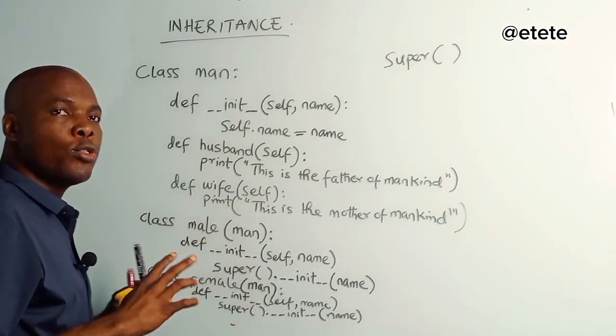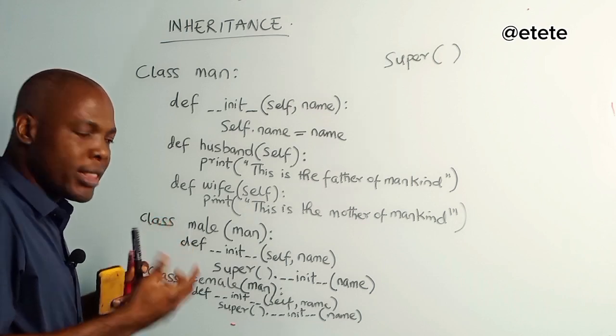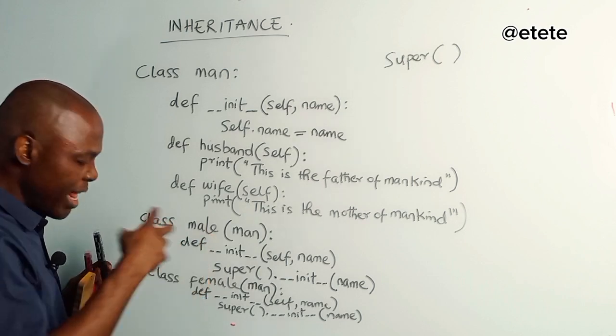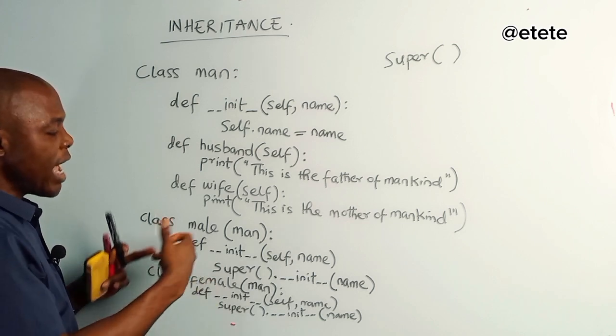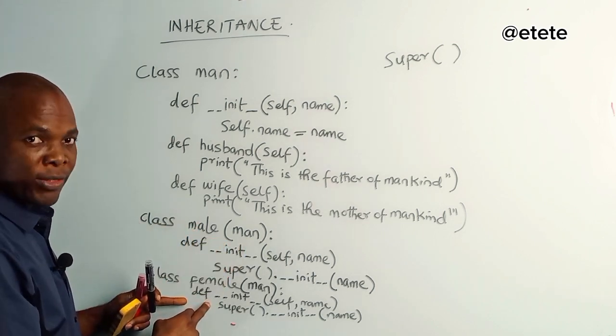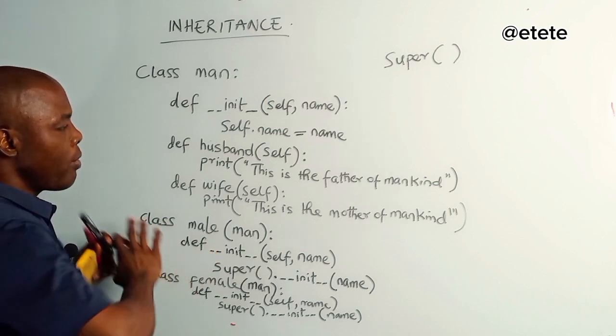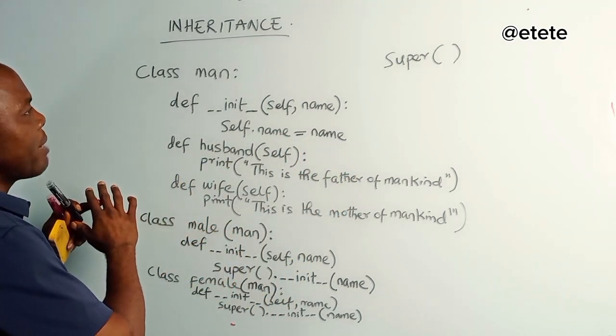So the next thing I'm going to do now is to instantiate. So I'm going to create an object for this male, and I'm also going to create an object for this female. So the object I will create for this male is what? Adam. While the object I will create for this female is what? Eve. Now, this board is full.